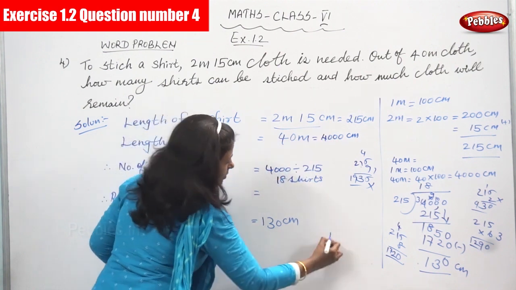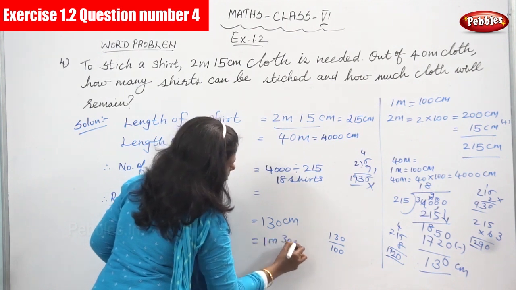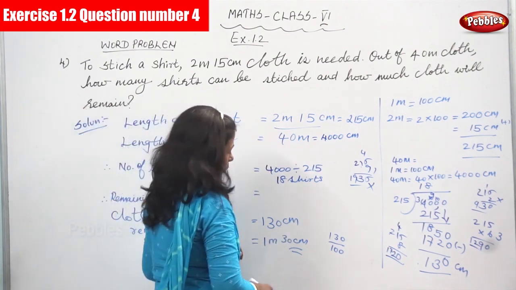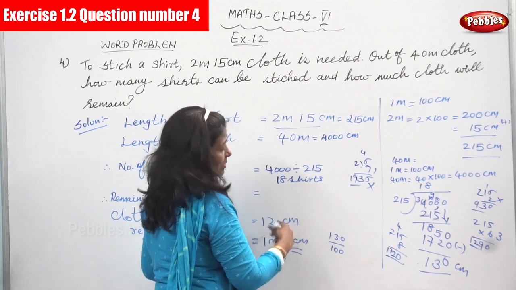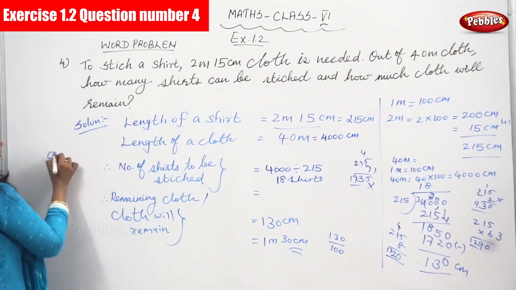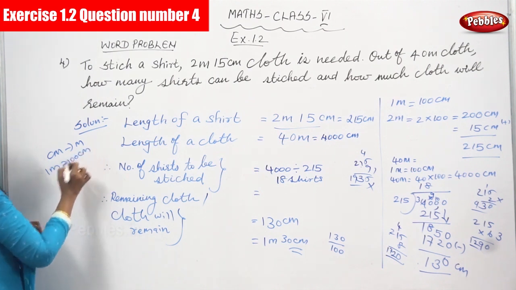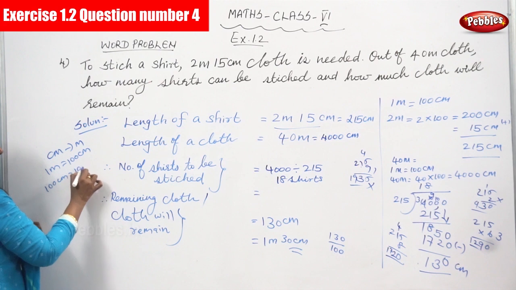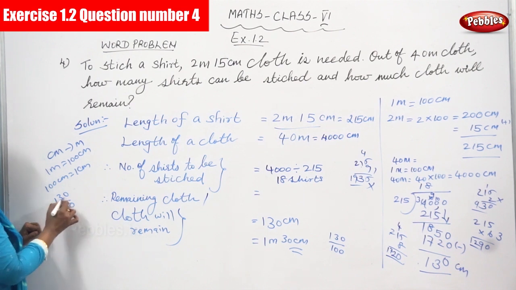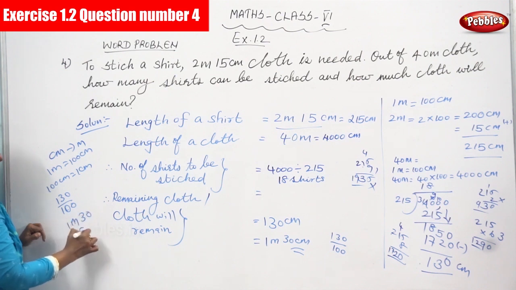130 divided by 100, you can get what? That is 1 meter and 30 centimeter, because this comes under meter and centimeter. I already told you 130 centimeter; this centimeter is converted into meter, because I've already told you 1 meter is equal to 100 centimeter. Now 100 centimeter is equal to 1 meter. So 130 divided by 100 means you take the two zeros, so you have to take down the last 2 digits. That means 1 meter and 30 centimeter.